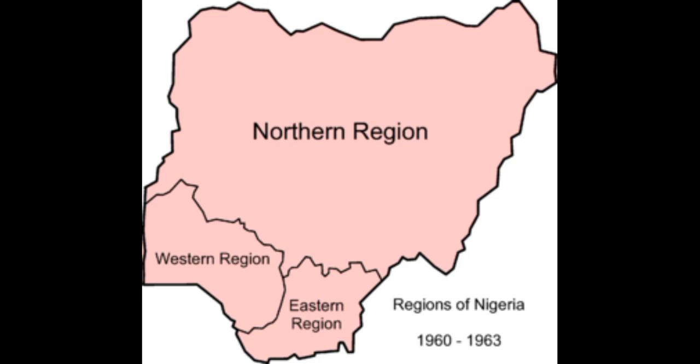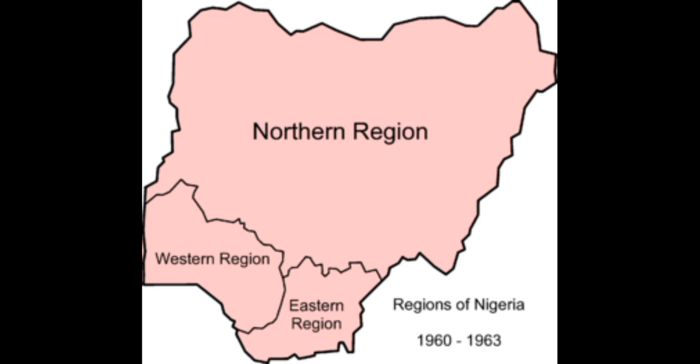3. The legislature. The Senate was composed of 44 members representing the regions and the federal territory. Senators were nominated by the regional legislatures. The House of Representatives had 312 members directly elected by the people. It was the primary legislative body responsible for making laws.